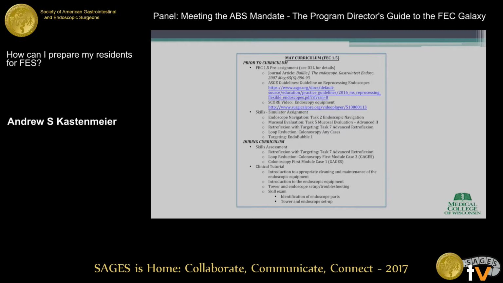We have some skills assignments, and then during the curriculum, I go over the skills, and then we take them down to the GI lab, and I have a test for them where they have to take apart the endoscopy tower, put it back together, and troubleshoot different problems that I've built into the system.